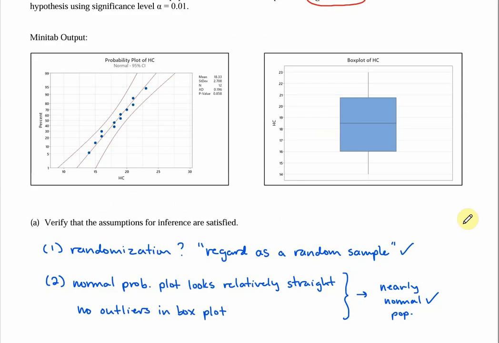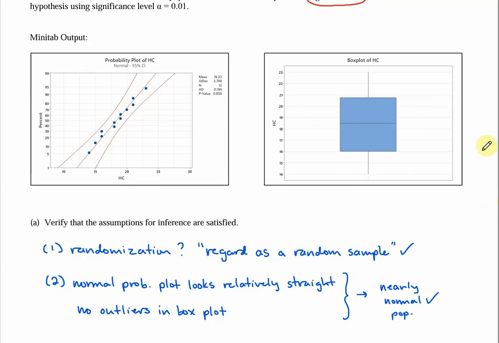For the assumptions or conditions for inference, it did say to regard those measurements as a random sample, so that should take care of the randomization. And then it also said that you could expect the population to be normal, but I figured I'd stick with the graphs, that is typically what you have to do. So when you look at the normal probability plot, again, not a perfect straight line, but that's okay. It's still the general overall pattern through there. So roughly straight, and then I don't see any outliers here in the box plot, so we're good to go there.